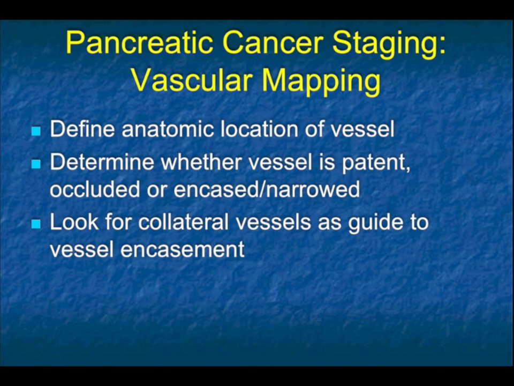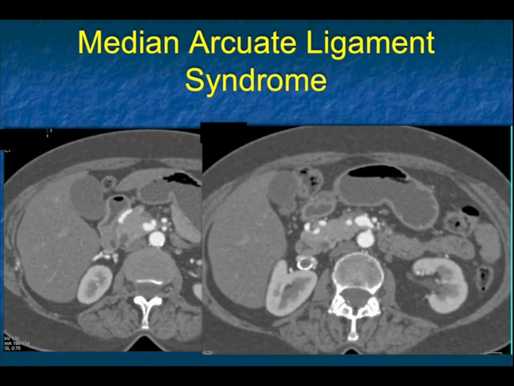So when we do vascular mapping for the pancreas, we're going to do arterial and venous phase imaging. We're going to define the vessels and any variation: aberrant vessel, aberrant hepatic off the SMA, replaced common hepatic. Where is the SMA? Where's the celiac? Is it a joint trunk? What's going on? We need to look at the vessels. Are they patent, occluded, or narrowed? And then we look for collateral vessels, which can be a hint of problems ahead.